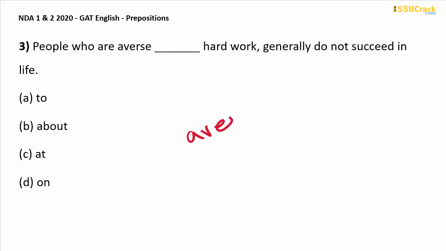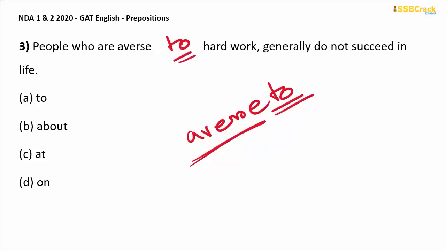You feel averse to something. Averse means when you don't prefer to do something, you don't like to do something, you dislike doing something. There you use the word averse. So people who are averse to hard work generally do not succeed in life. So "to" is the appropriate preposition to be used after the word averse. So therefore option A is your answer.